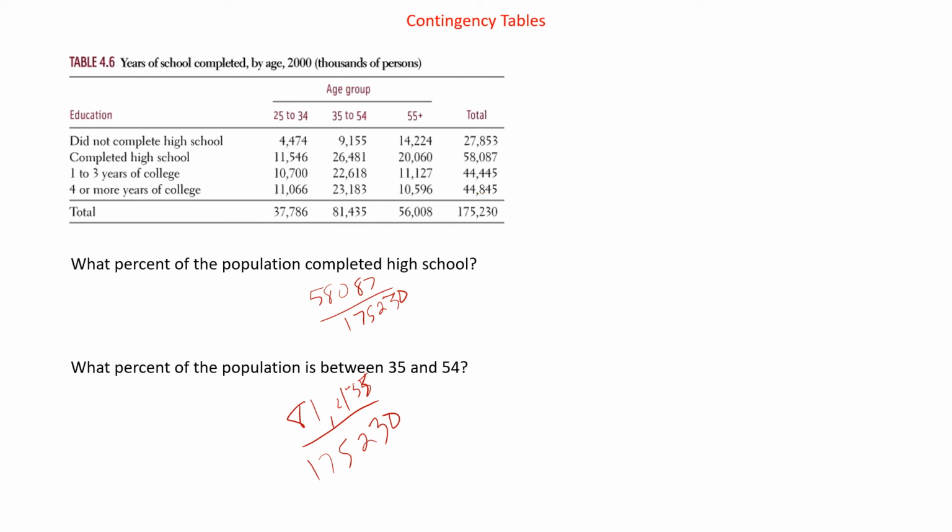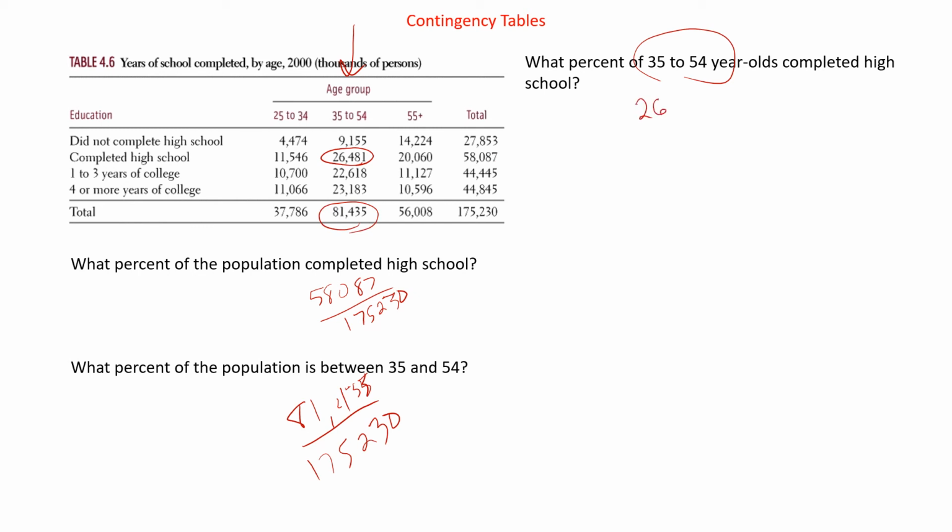It's the next ones. I'm going to be writing on that graph more, so that's why I erased those. What percentage of 35 to 54-year-olds completed high school? So now our population here is the 35 to 54-year-olds. That's all we're concerned about right now. We're just looking at this group. All the rest of it doesn't matter. So we want how many of them completed high school. That's that amount out of the total. So that's going to be 26481 over 81435.